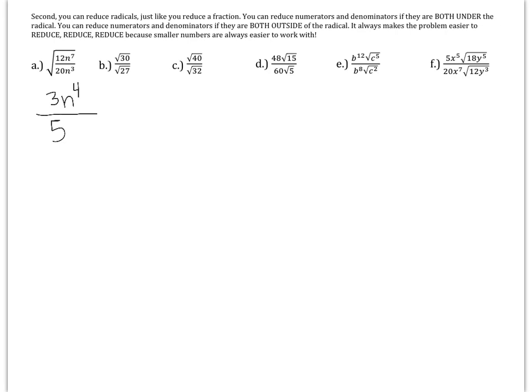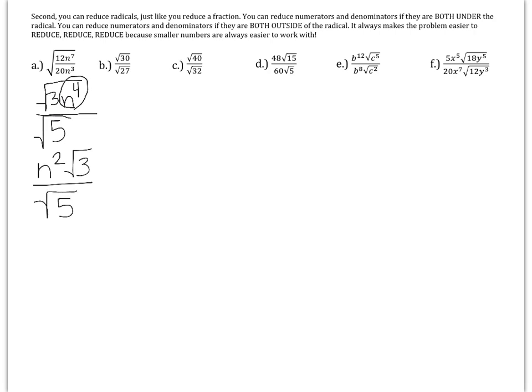Now, rather than write the radical over the entire thing, let's just split it up now. So then I can write it as the square root of 3n to the 4th over the square root of 5. And once I'm done with that, then I have to look inside my radical, and I can see that n to the 4th is a perfect square. So I have to find the square root of that. So this would end up being n to the 2nd square root of 3 over the square root of 5.